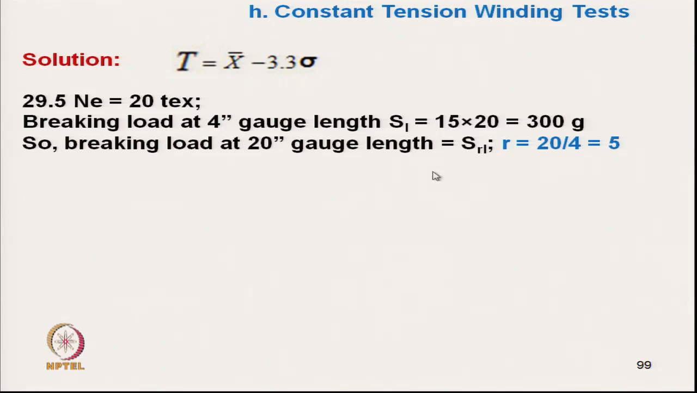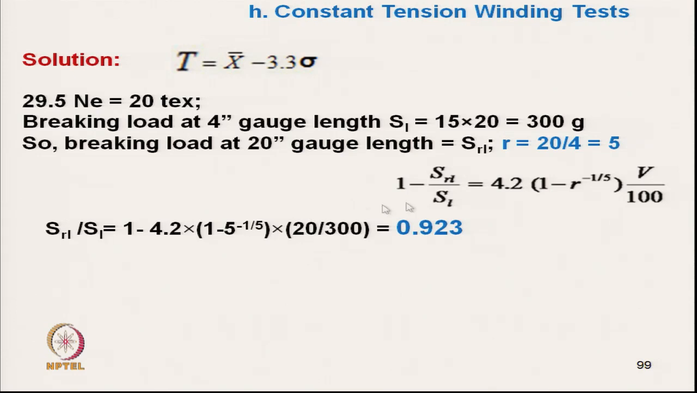So, we will use the earlier equation, that is S R L, where R is nothing but 5, 20 inch by 4 inch, R equal to 5. So, we will use this formula here. In this formula, we know all these values except this R L, okay. S L is known. So, S R L we have to calculate, that means at 20-inch gauge length, when at 4-inch gauge length the breaking load was 300.